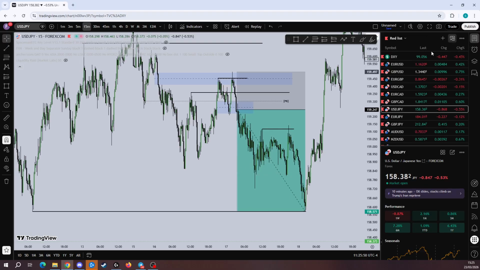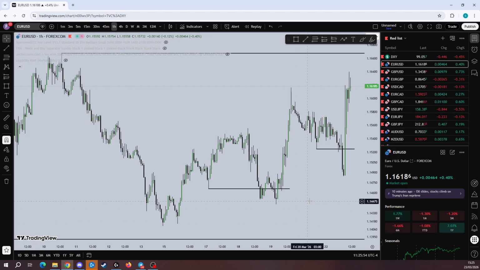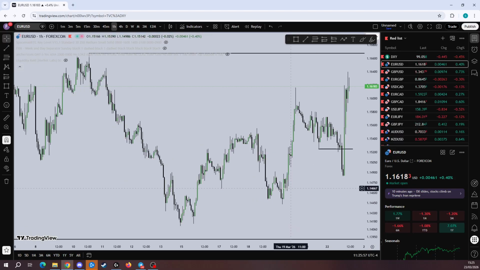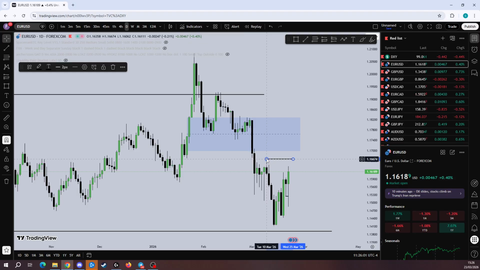And now we will go on to Euro USD. So what was I seeing on Euro USD? So if we start on the daily time frame, we have this small daily fair value gap.